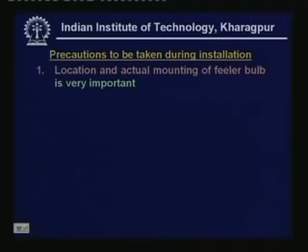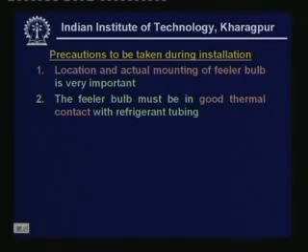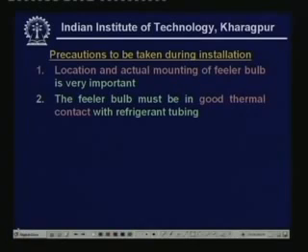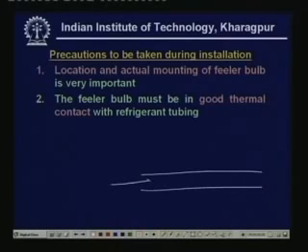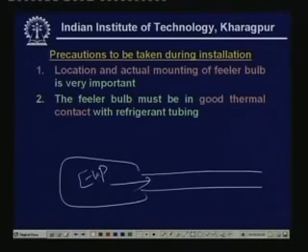This is very, very important. Feeler bulb must be in good thermal contact with the refrigerant tubing. Let me give a small example why location is important. For example, let us say that this is your refrigerant tubing. Okay, here you have the evaporator. Okay, and refrigerant is flowing through here. Okay, and feeler bulb you must keep somewhere here in this portion, right, beyond this point. Suppose you are keeping the feeler bulb like this, right.